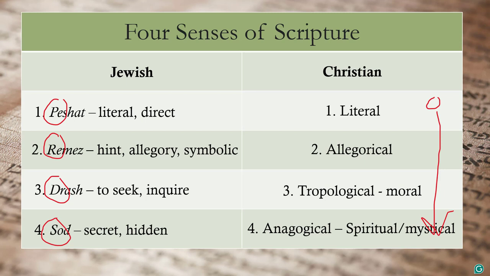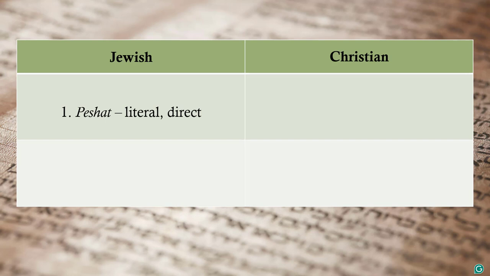So let's go now. What I want to do is just take you through each level real quick and try to help you understand a little bit about it. So the first one here on the Jewish side is Peshat, means the literal, surface, or direct, the plain meaning of the text, okay? Now, of course, on the Christian side, you're going to get the same thing. So both of them are literal.